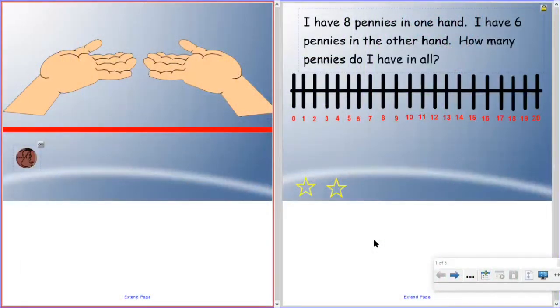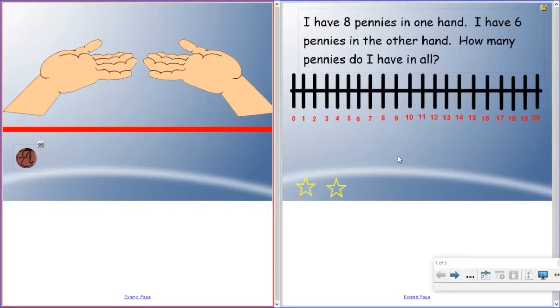Are you ready for some math problem solving? Remember, when you are solving a problem, the first thing you have to do is read the entire problem and then unpack it. Let's read the problem. I have 8 pennies in one hand. I have 6 pennies in the other hand. How many pennies do I have in all?